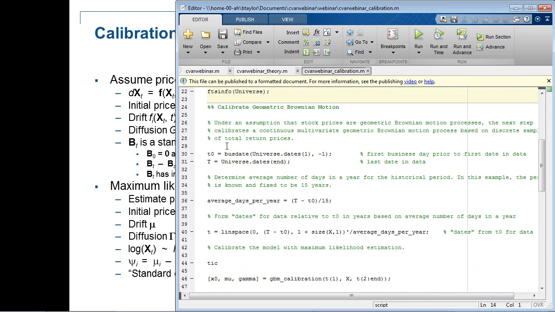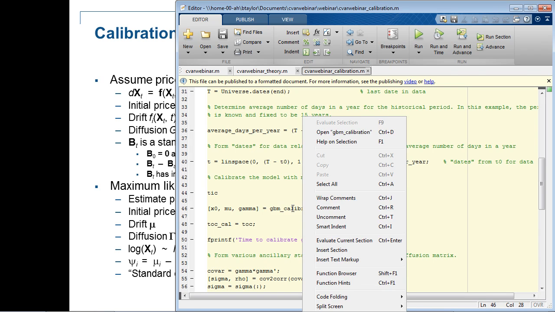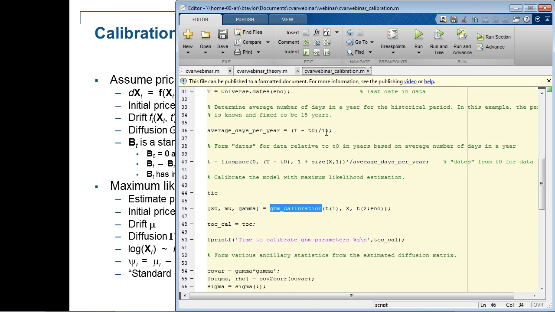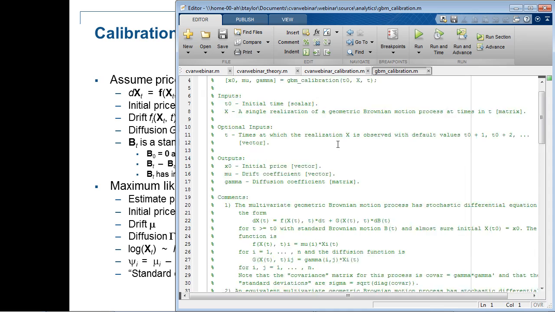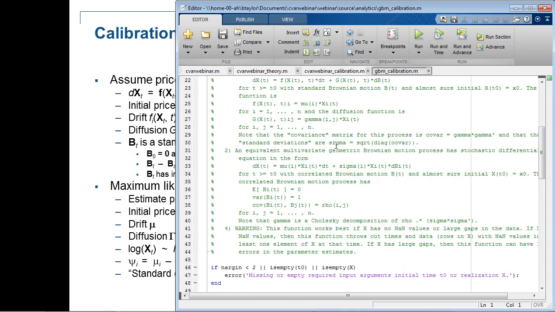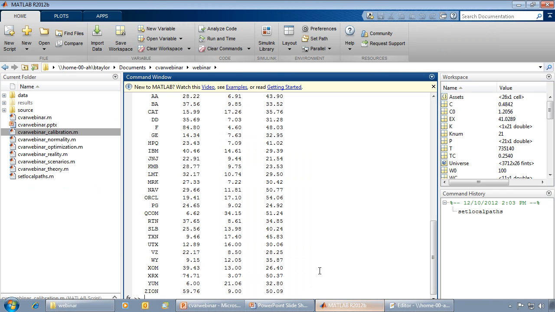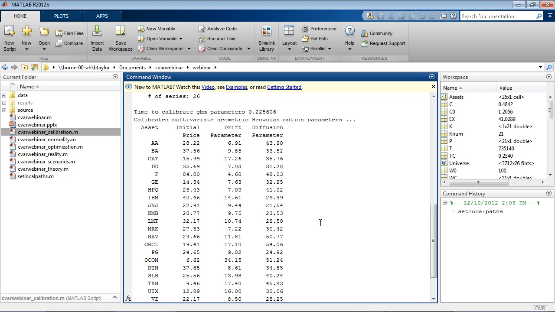And then the calibration process actually calls this function, which will be in, if you download this from MATLAB Central, this is a maximum likelihood estimation for the process. And if you run this, this actually runs pretty quickly. And these are the parameter estimates.